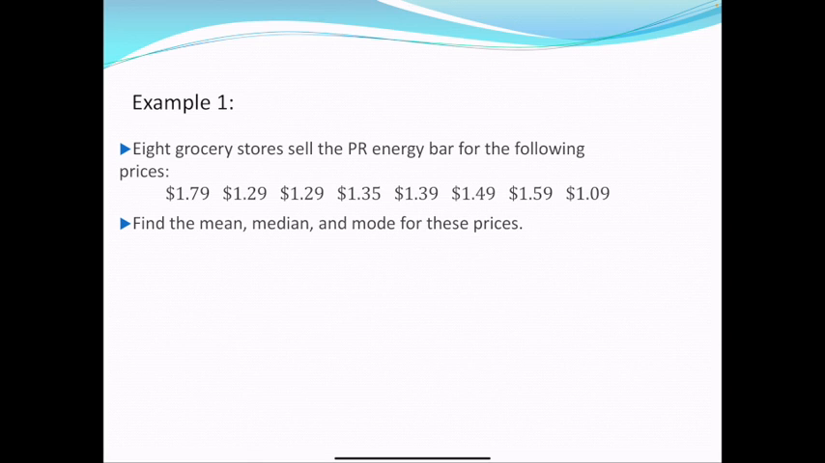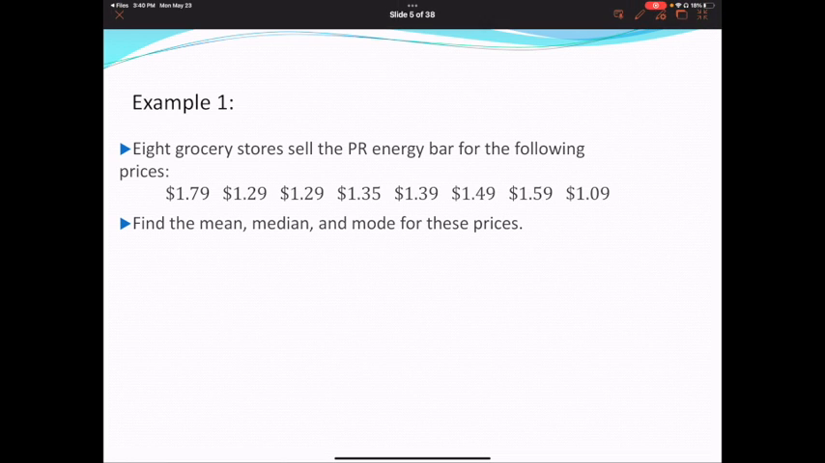So let's work through an example. I want us to find the mean, median, and mode. So I have 8 grocery stores who sell the PR energy bar for the following prices. So our unit is money. It's important to remember that. And we're going to find our mean, median, and mode.